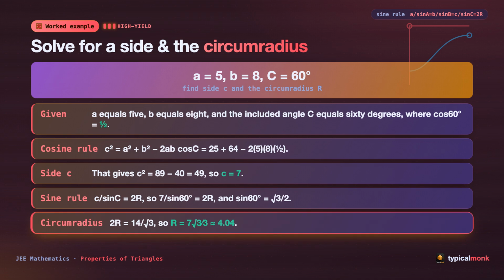Step 5. The circumradius. 2R equals 14 over root 3, so R equals 7 over root 3, which rationalizes to 7 root 3 over 3, close to 4.04. Notice the path. Cosine rule for this side, sine rule for R. The same two rules, used one after the other, unlock most of this chapter.